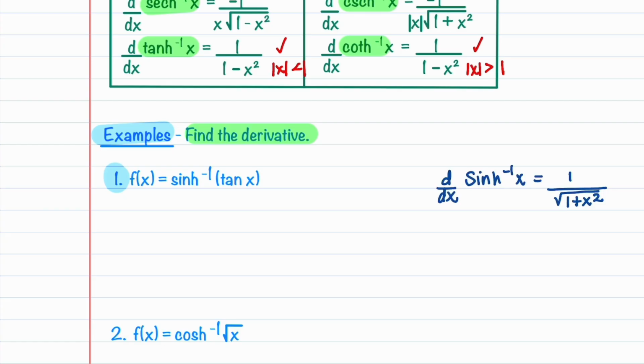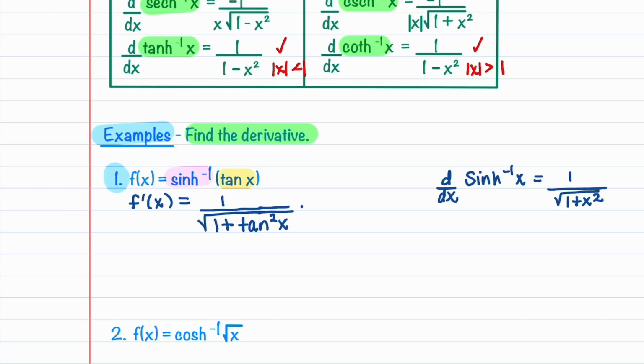We are going to need to use the chain rule because we have an outer function and an inner function. Our derivative f prime of x is the derivative of the outer function. That is 1 divided by the square root of 1 plus x squared. x is whatever is inside, and in this example, what is inside is tangent, so we have a tangent squared x in our square root.